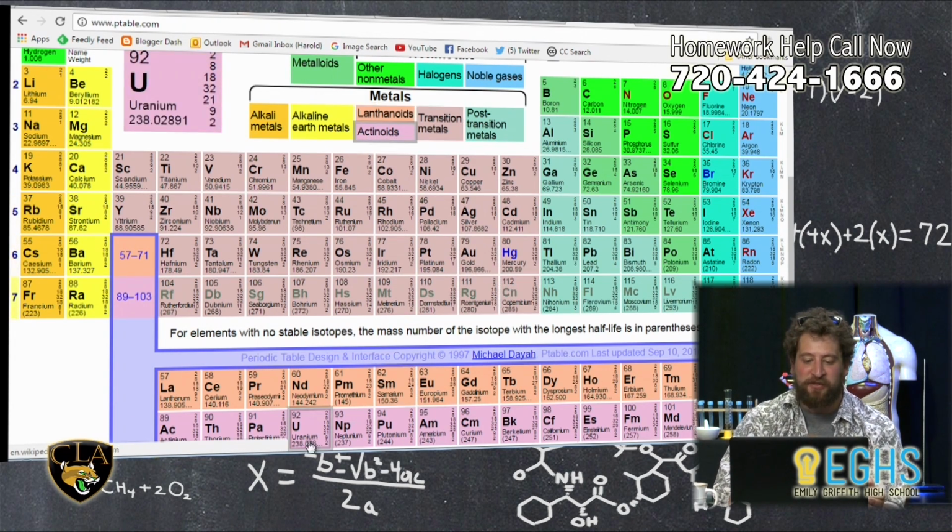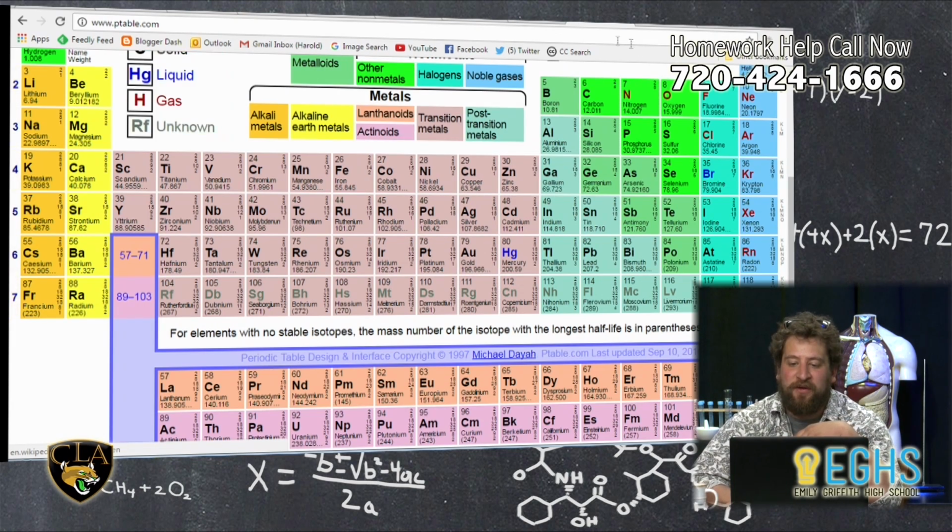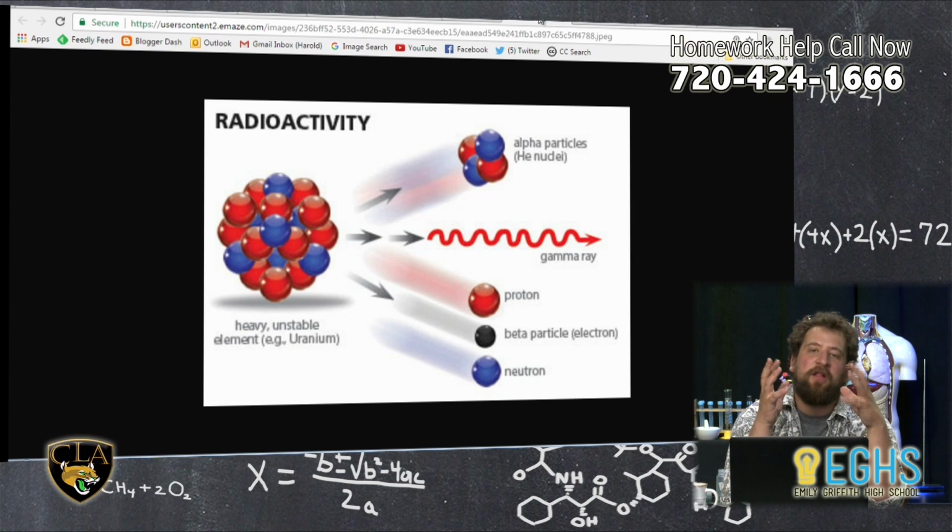And then probably the most common radioactive element that we think of is uranium. So uranium has 92 protons in its nucleus. Let me just jump back to this picture really quick. Really large atoms that have gigantic nuclei, nuclei that are filled with tons of protons, but also lots of neutrons, they tend to be unstable.